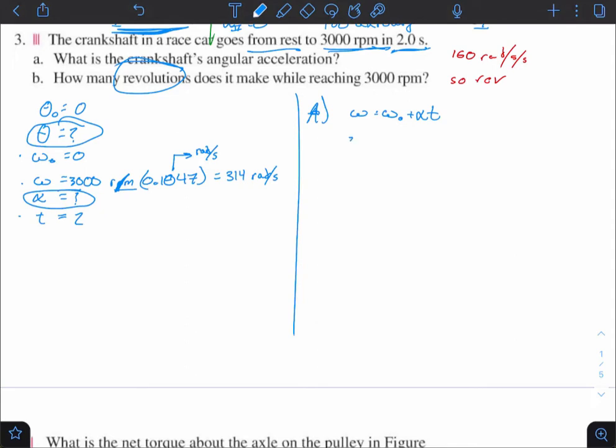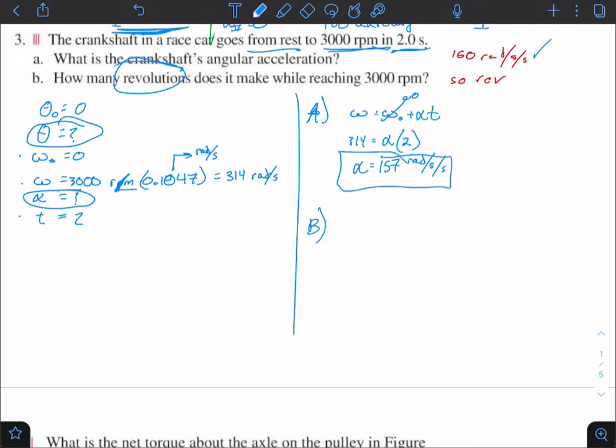So 314 equals alpha times 2. So basically, 314 divided by 2 is going to give us 157 radians per second per second. And hey, that's our key for A.